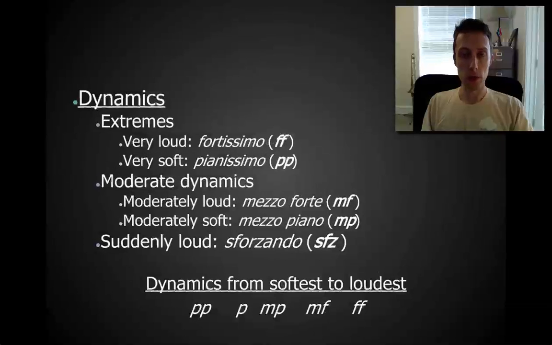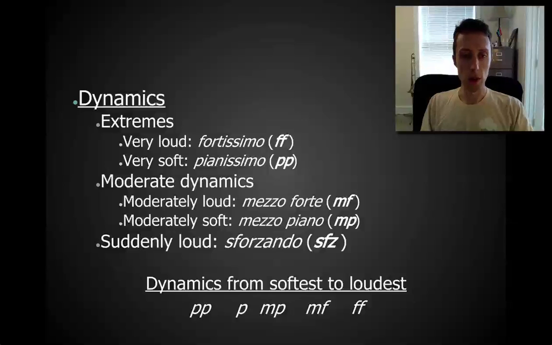Okay, let's talk a little bit more about dynamics here. So aside from our forte, which is loud, and our piano, which is soft, we have the sort of extremes of those. We have fortissimo, which is 2 Fs. It's very loud. And then we have pianissimo, which is 2 Ps, which is very, very soft.